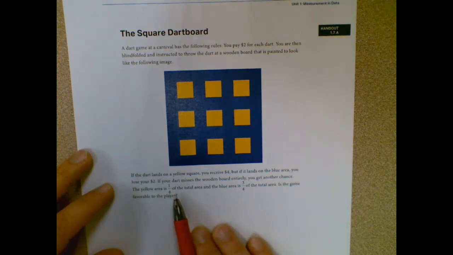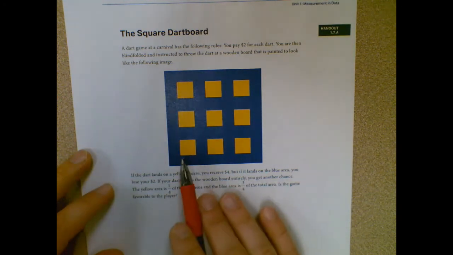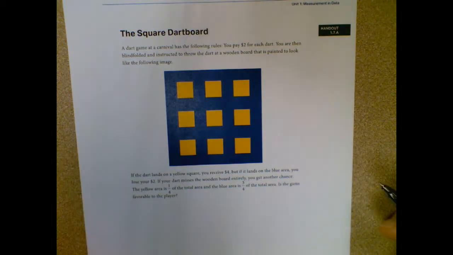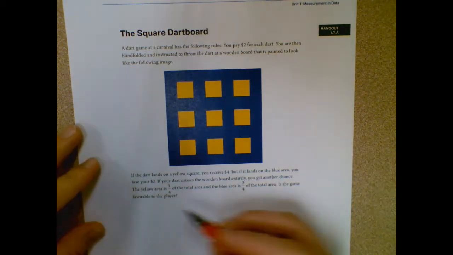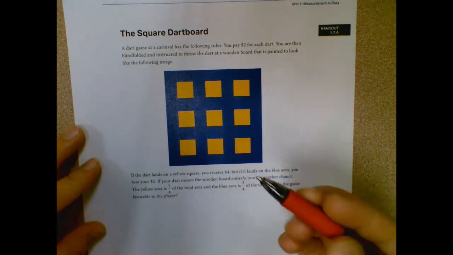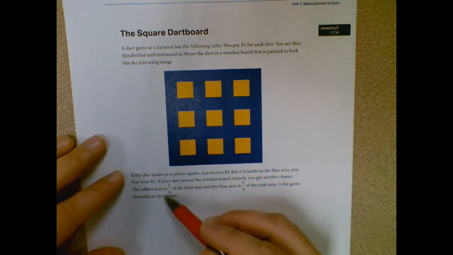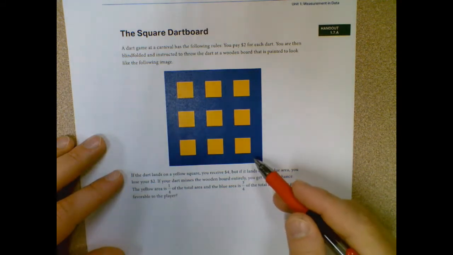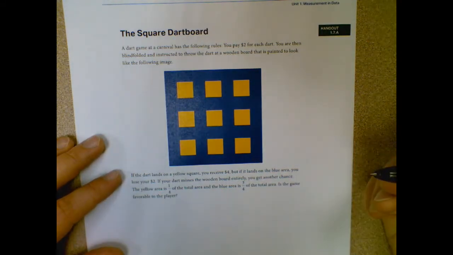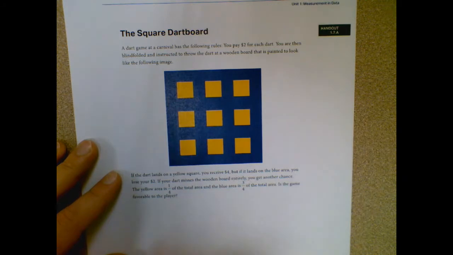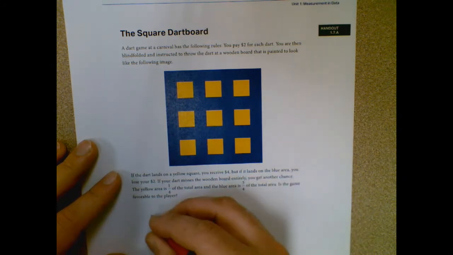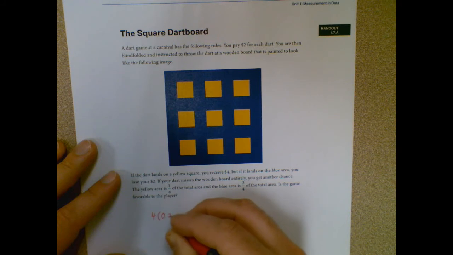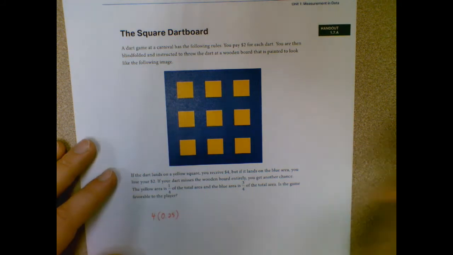So let's look here. The yellow area is 1/4 of the total area, and the blue area is 3/4. So setting this up, what we can do is say that if I throw randomly, I have a 25% or 1 out of 4 chance of hitting yellow and 3 out of 4 of hitting blue. And what's the outcome of that event? So I win $4 and I have a 25% or 1/4 chance of that happening.